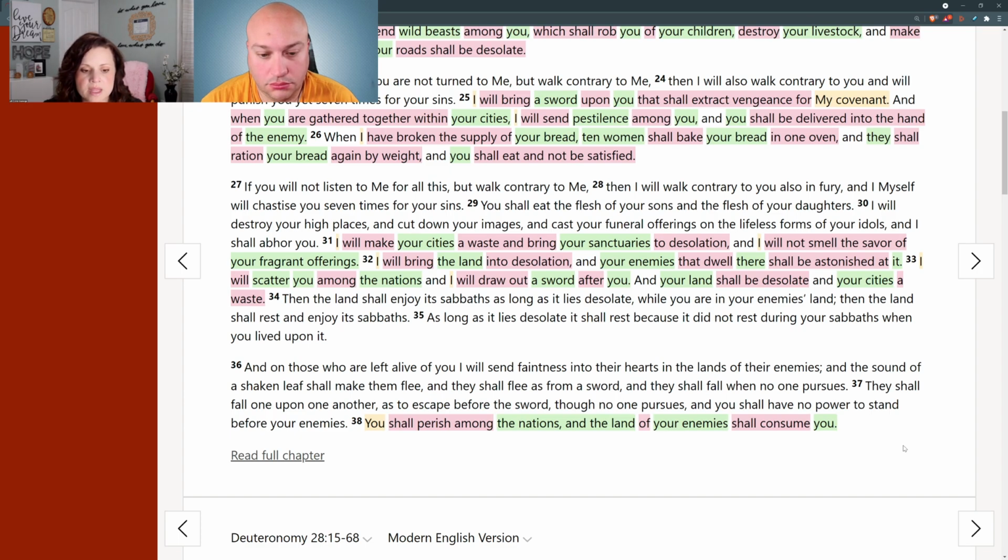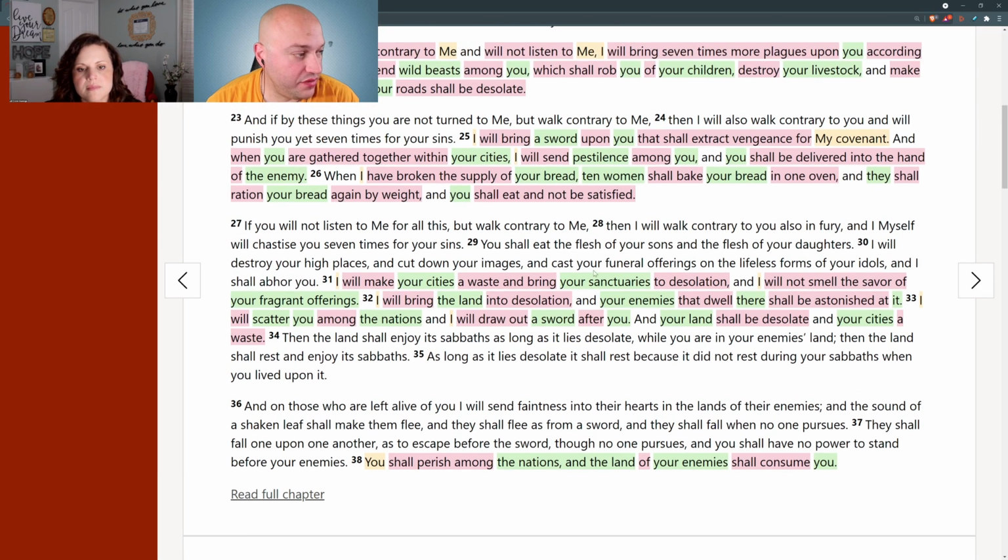And on those who are left alive of you, I will send faintness into their hearts in the lands of their enemies, and the sound of a shaken leaf shall make them flee, and they shall flee as from a sword, and they shall fall when no one pursues. They shall fall one upon another as to escape before the sword, though no one pursues, and you shall have no power to stand before your enemies. You shall perish among the nations, and the land of your enemies shall consume you.